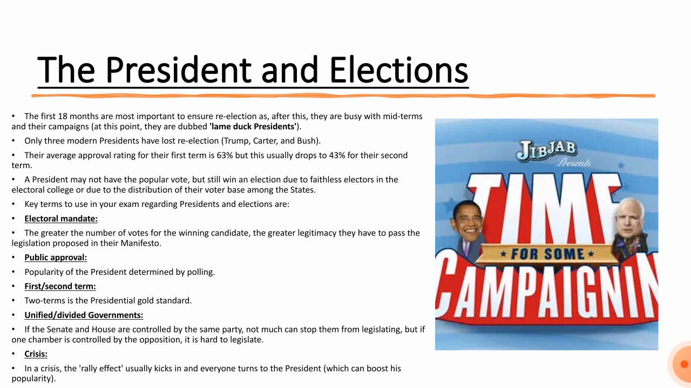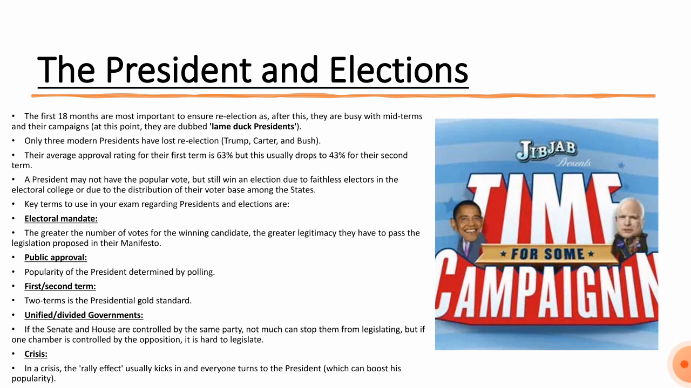A unified or a divided government. If the Senate and House are controlled by the same party, it is a unified government, and not much can stop them from legislating. But if one chamber is controlled by the opposition, it is extremely difficult to legislate.